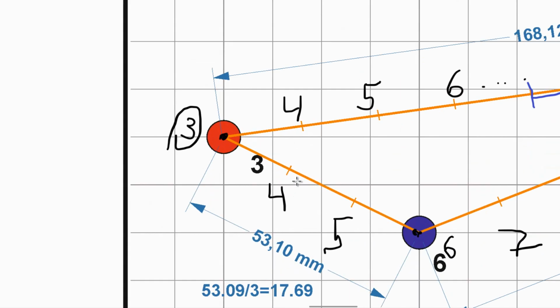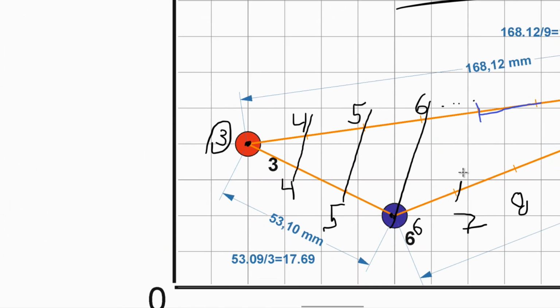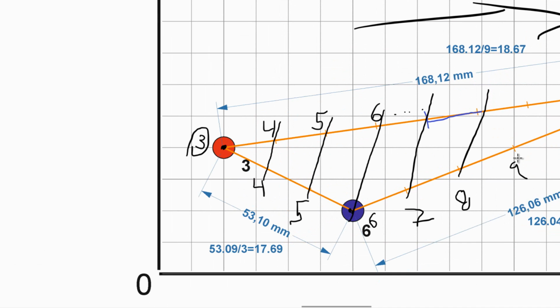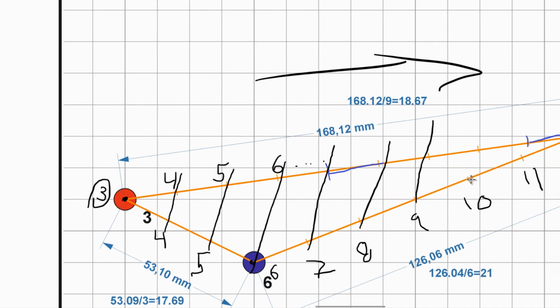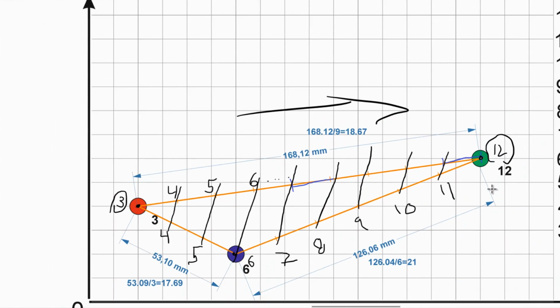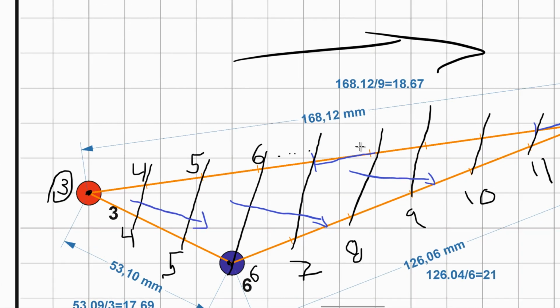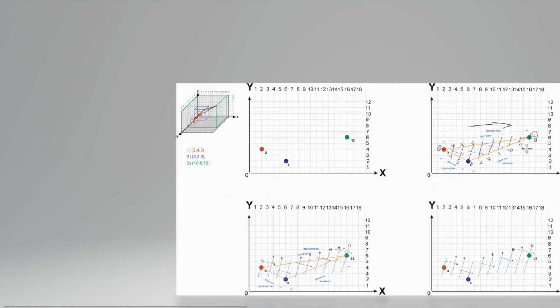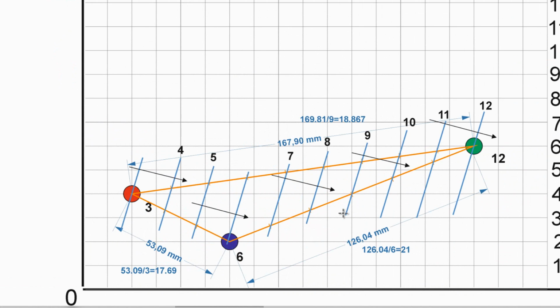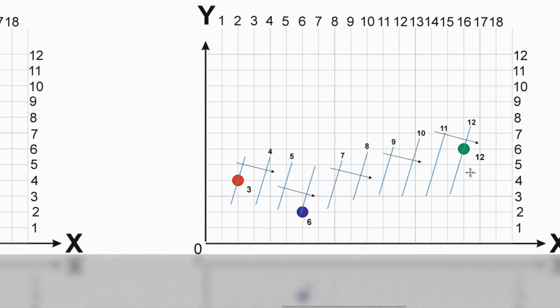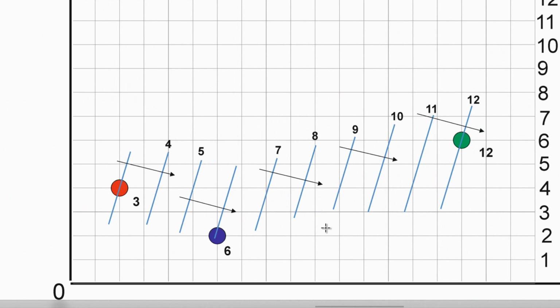Then we have to join the points with the same groundwater elevation. Okay, in this case, this is number 4. Number 4 is going to be something like that. Number 5, number 6, number 7, number 8, 9, 10, 11, and 12. Okay, and in this case the groundwater is moving in this direction. That's the triangle interpolation for 3 points. As you can see here, that's the result. Okay, that's the final result when we have 3 points for the triangle interpolation.